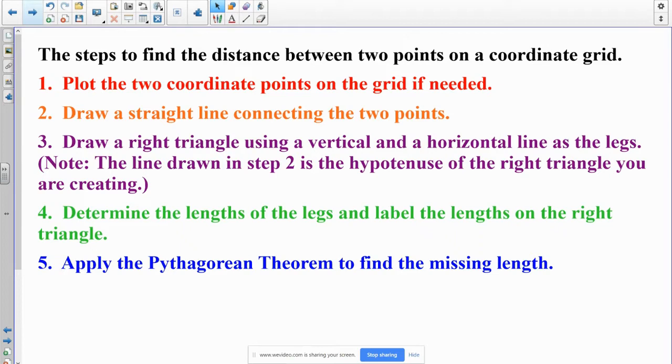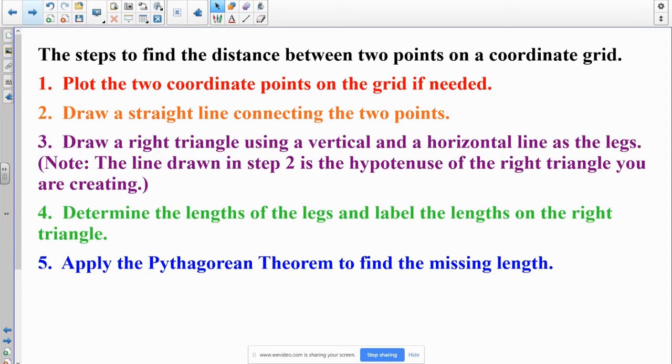So get out a ruler or something that's going to make a straight line and connect the 2 points you drew from step 1. Next, draw a right triangle using a vertical and a horizontal line as the legs. So you're going to connect them by going horizontally and by going vertically. Note, if this makes sense to you visually, that the line drawn in step 2 is the hypotenuse of the right triangle that you're trying to create.